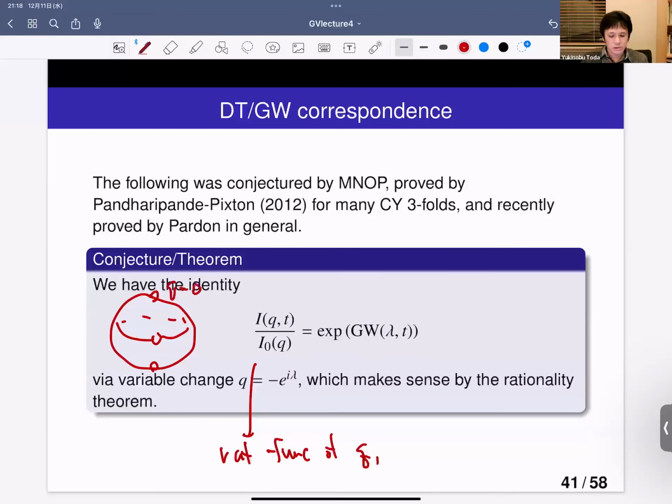In the left-hand side, the series is the expansion at q equals 0. But we can analytically continue the function, and then we take its expansion at q equals minus 1, because lambda equals 0 corresponds to q equals minus 1. Then by taking the expansion of this function on the left-hand side at q equals minus 1, we get this series of the Gromov-Witten invariants. That is the meaning of the Gromov-Witten and Donaldson-Thomas correspondence.